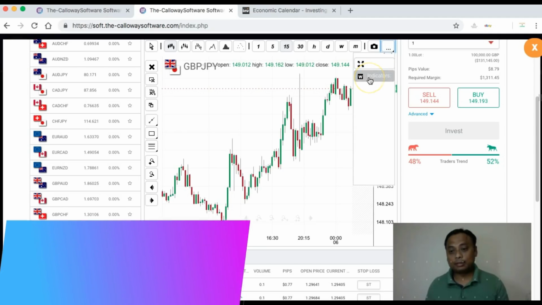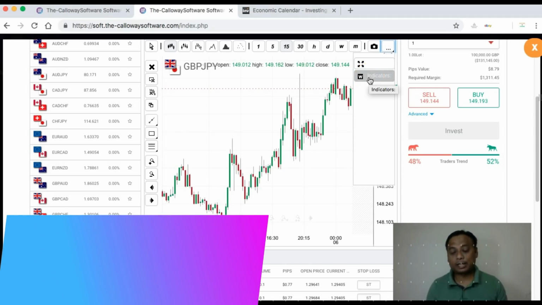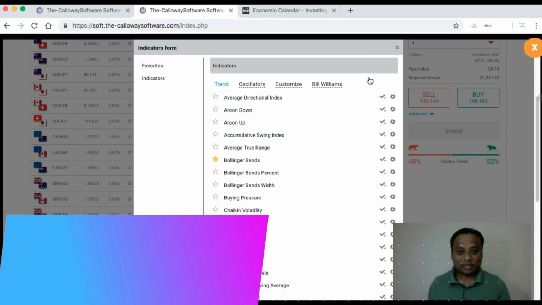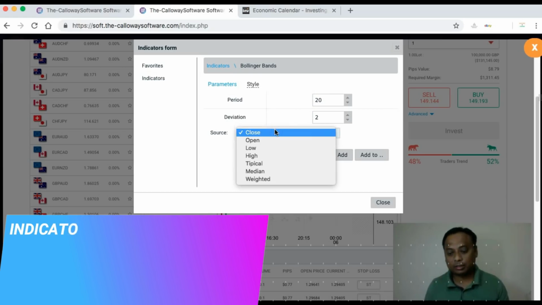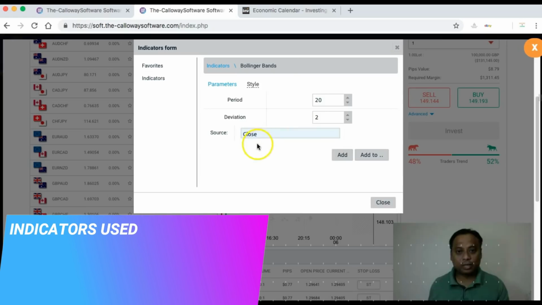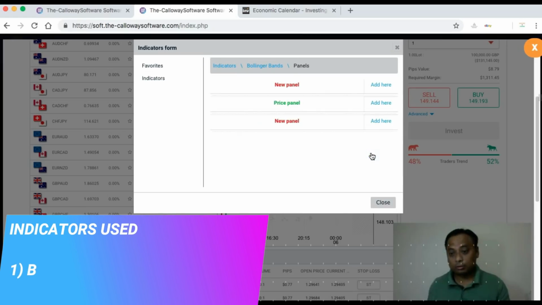So what I'll be using to find the trend is a Bollinger Band and stochastic RSI. Okay. So I'm sorry for the pronunciations. I clicked here and I'm going for the Bollinger Band, and the periods, the 20 and the close. So I'll put the period as 20, the deviation is 2, and the source is close. Don't put it open, low or high because it will give you a different graph and you'll get confused. Okay, so I say close, 20 and 2, and I say add to the price panel.